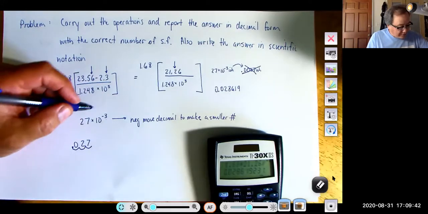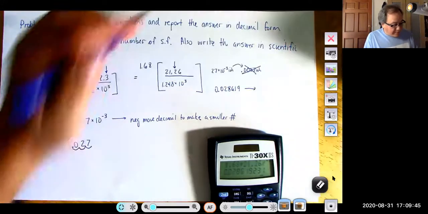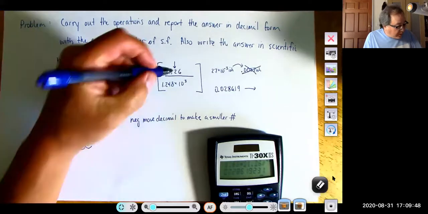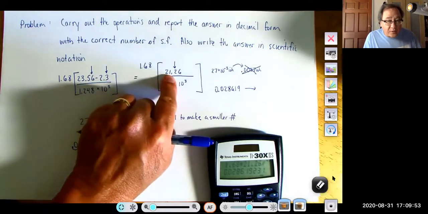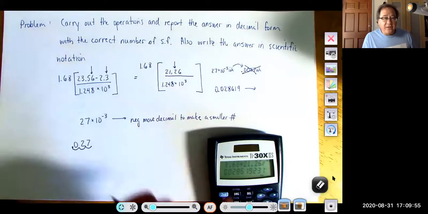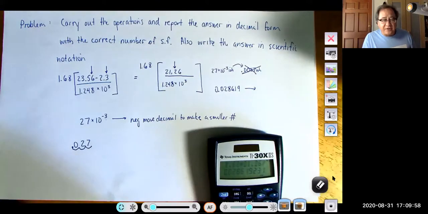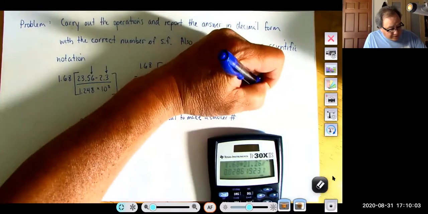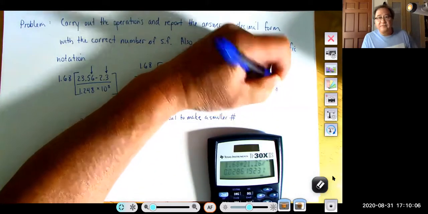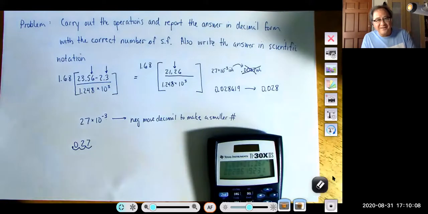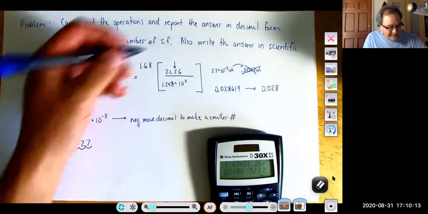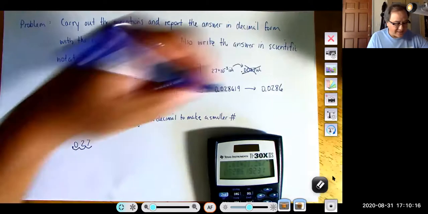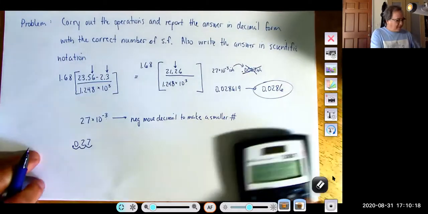Okay, so that means here, when we get the final answer, we have 4 significant figures here, 3 here when rounded, and 3 here. So how many significant figures are we allowed in our answer? 3. So 0.028, right? Wrong. Leading zeros never count. So 0.0286, and that's the correct answer. Okay.